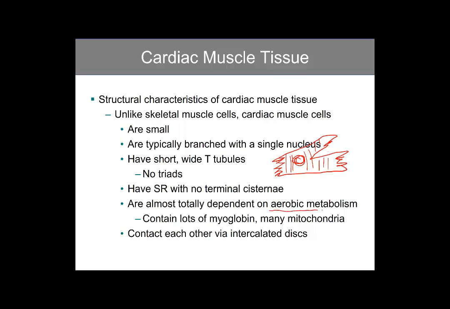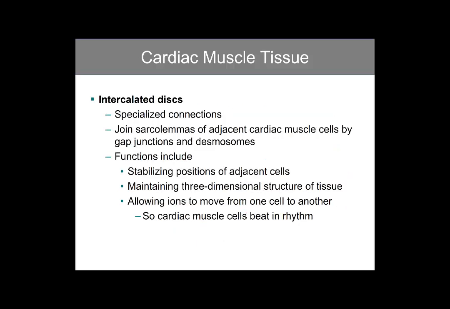So they require a fair amount of oxygen for the mitochondria to generate ATP aerobically. They contain lots of myoglobin, and remember, myoglobin is a protein that stores oxygen. And they connect to each other via a structure called an intercalated disc. These intercalated discs are specialized connections. They join the sarcolemmas of adjacent cardiocytes by gap junctions and desmosomes.